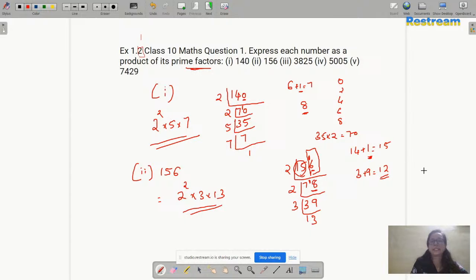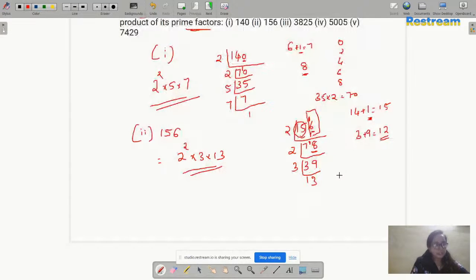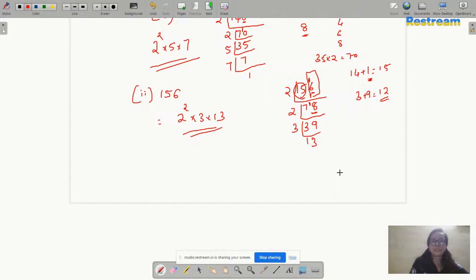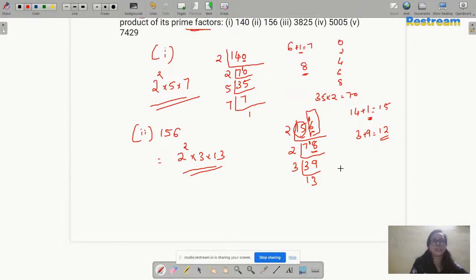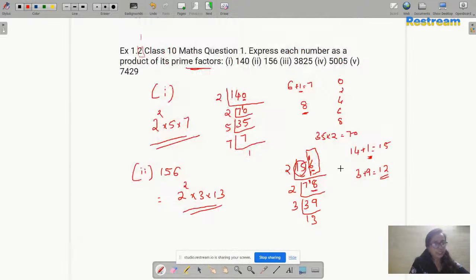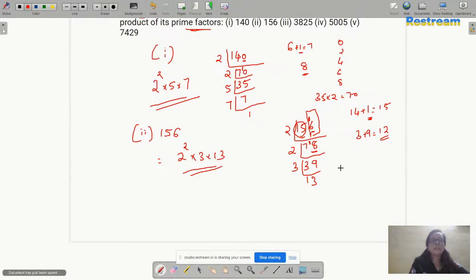Now I'll take which one now? 3825. All of you got the answer? 3825. Do it and give me the answer: 3 square into 5 square into 17. This way all of you do that. 3825, the third one. I will not get the time, children, so I thought 3825. Anyhow, I'll write the answer here.